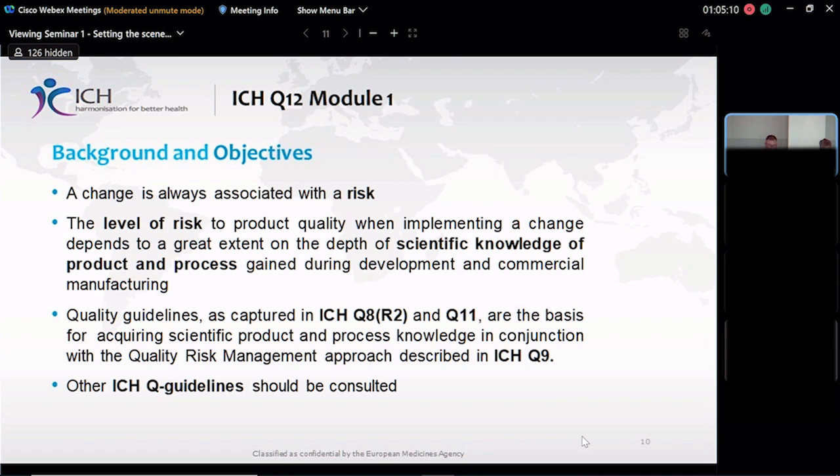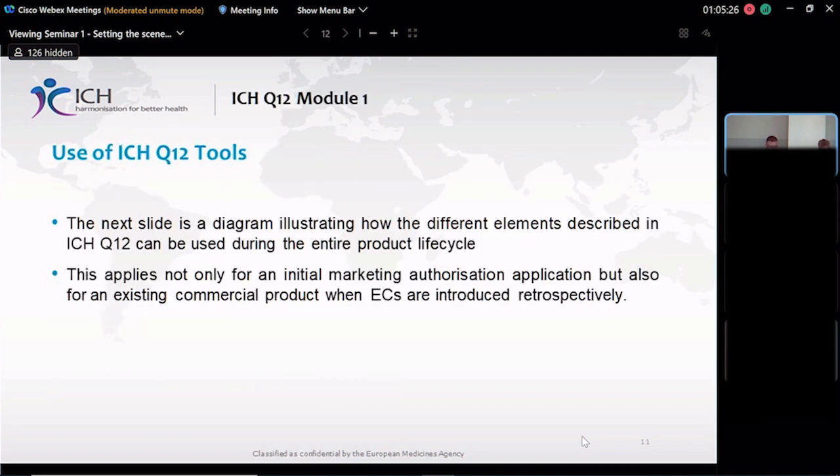So Q12 cannot be read alone. It needs to be read in conjunction with these other quality guidelines, and indeed its content and its tools are built on the content of the other quality guidelines. So I have a slide now which is a diagram illustrating how the different elements described in Q12 can be used during the product life cycle.